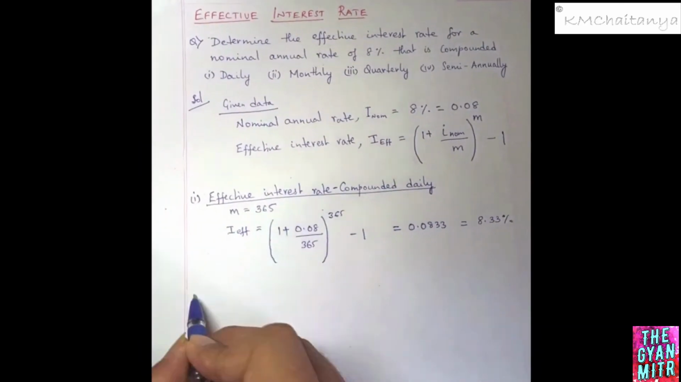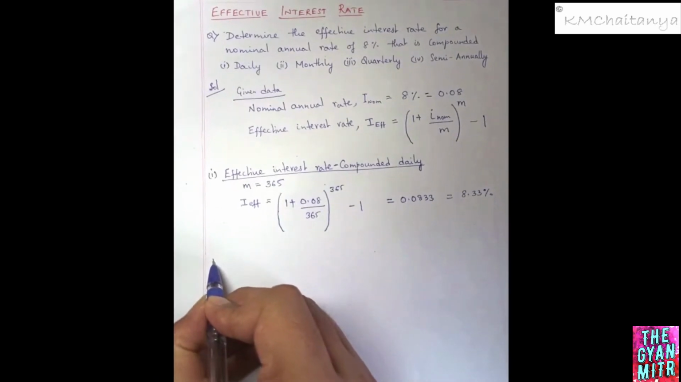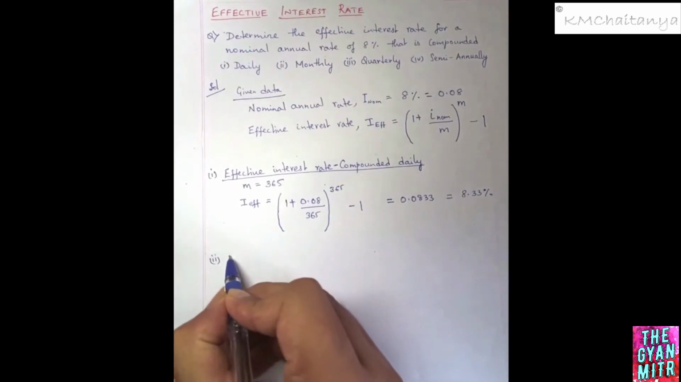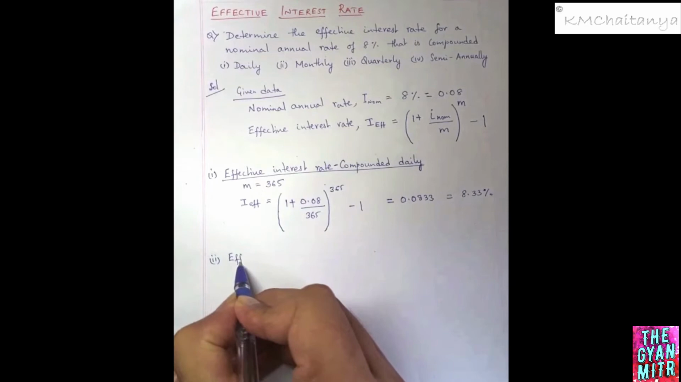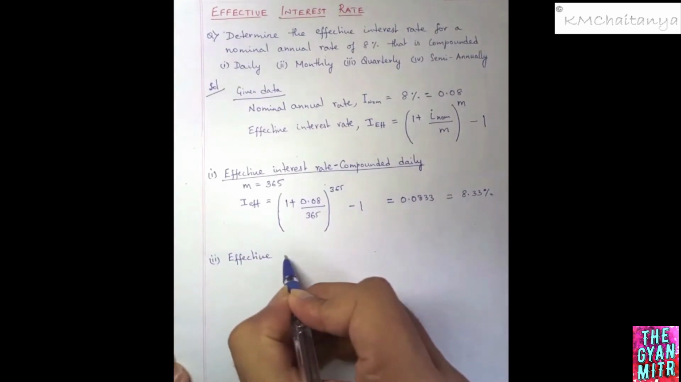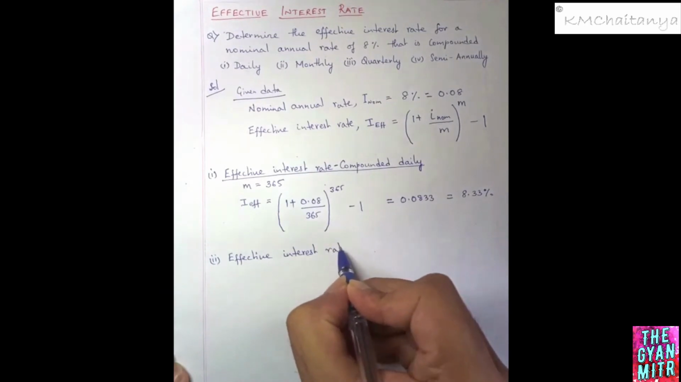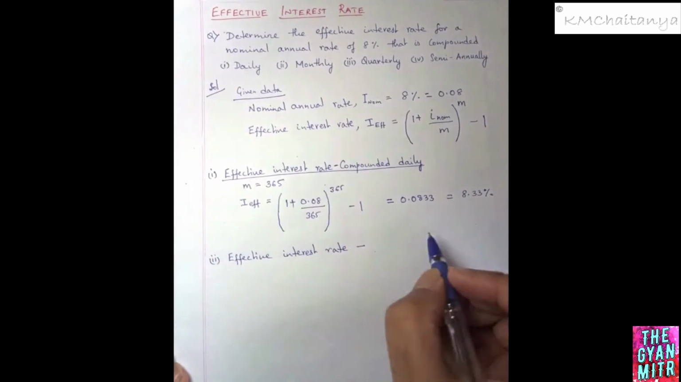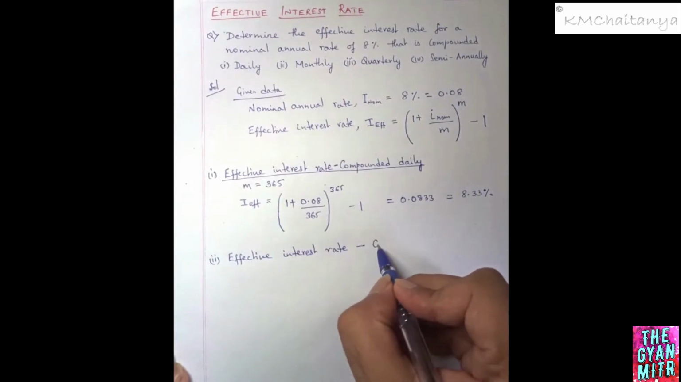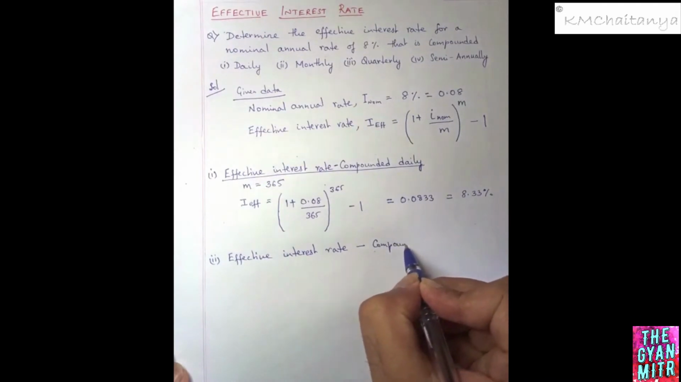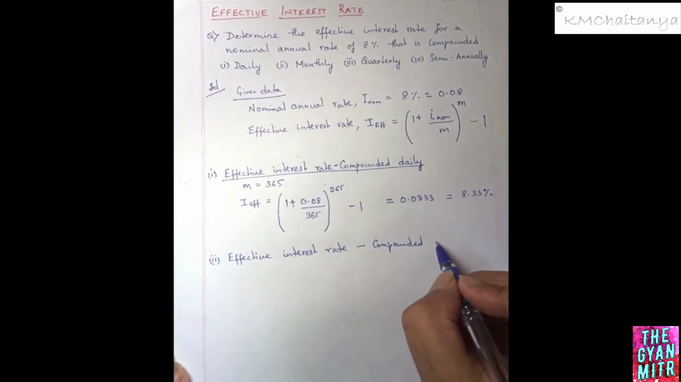Now, second part of the question, we are supposed to determine the effective interest rate if the nominal interest rate is compounded monthly.